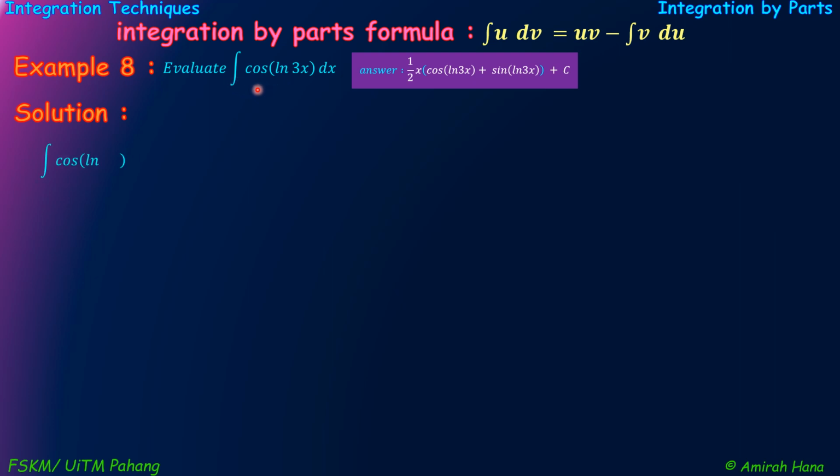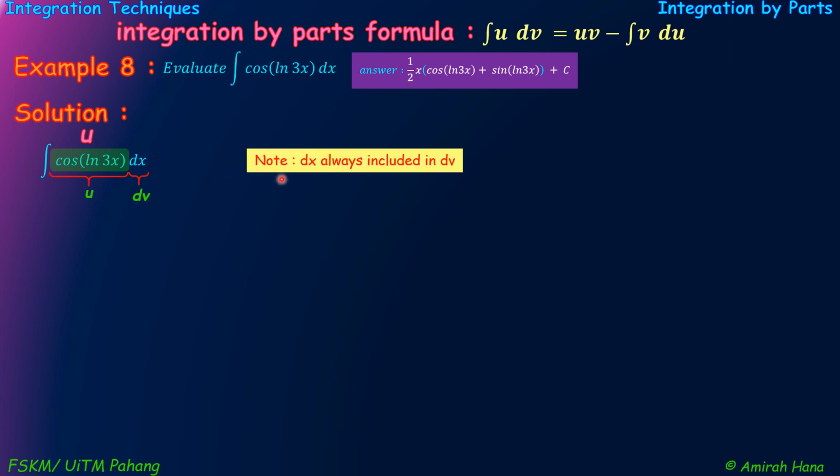To evaluate this question using integration by parts, we need to identify which function is u. In this question, 3x is inside ln and ln 3x is inside cos, which means we only have a single function here, because cos, ln and 3x come together. If we have only a single function, the single function confirm equals u. So we have cos ln 3x equals u and dx equals dv.